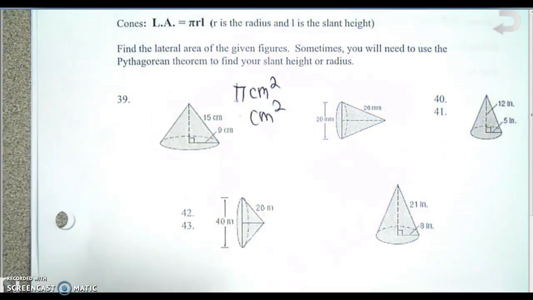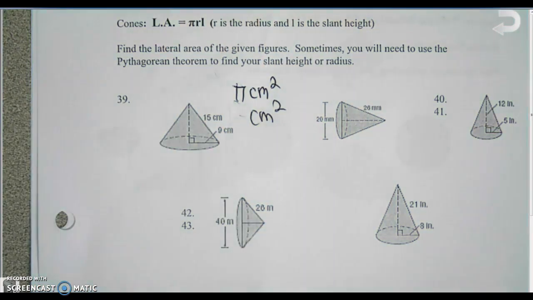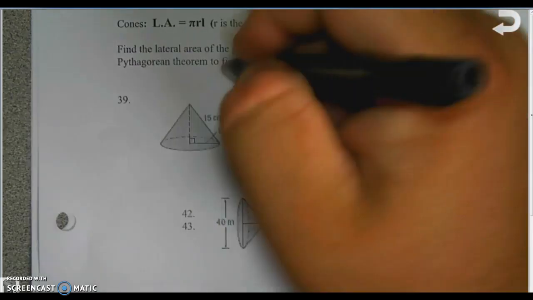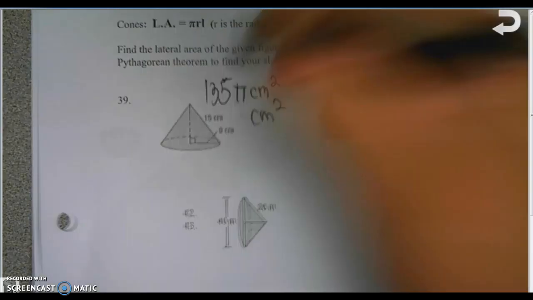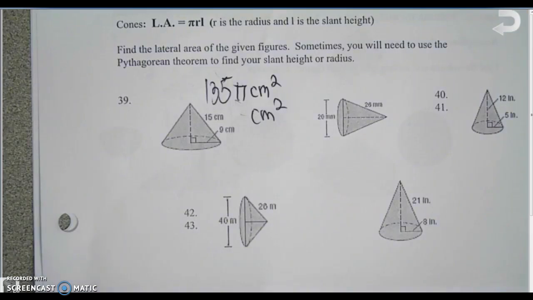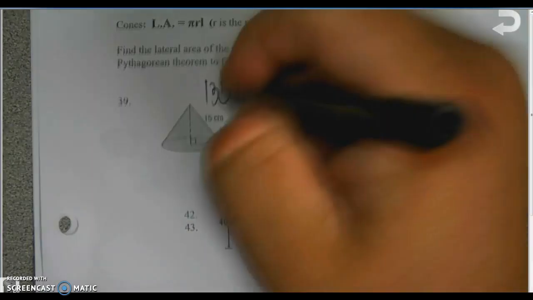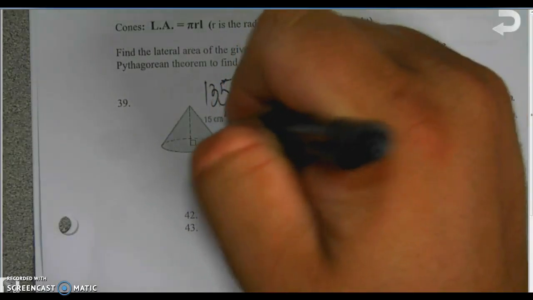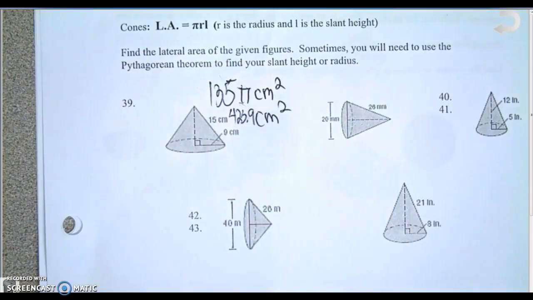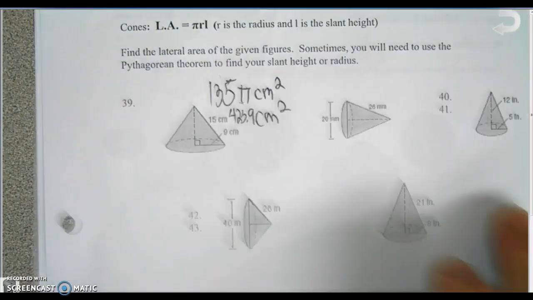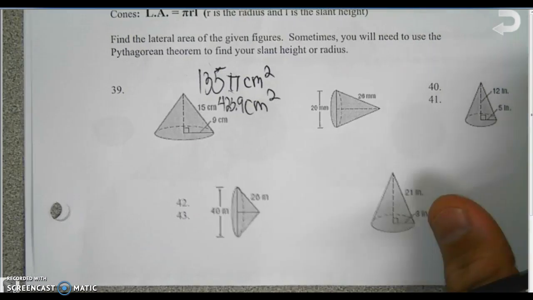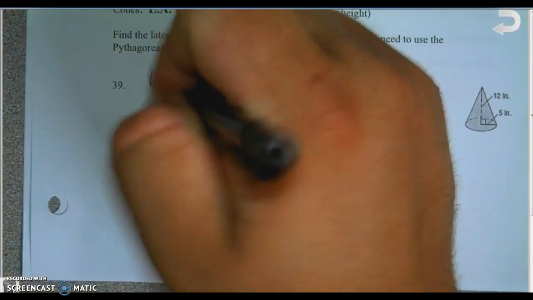So for example, for this cone, my first answer would be 135 pi, but then my second answer would be 423.9 centimeters squared. Okay, so go ahead and do that for those 4. And that's the lateral area.